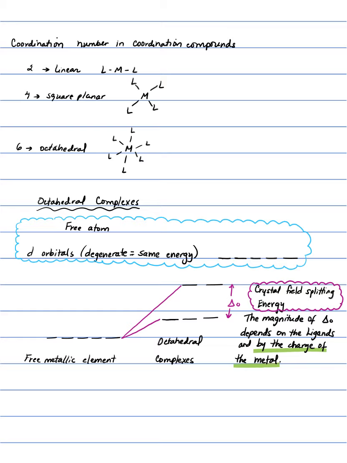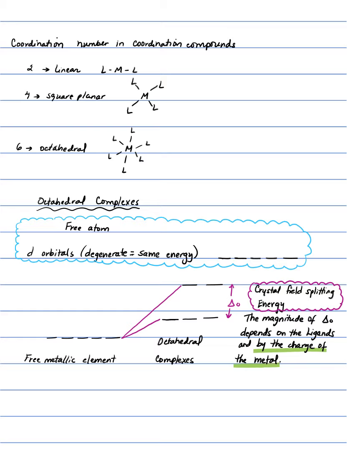And then the last one is when we have a shape that is octahedral, and that will happen when 6 ligands are bonded to the metallic center, which means that we have a coordination number that is equal to 6. So we're going to be looking specifically, out of these 3 possible configurations, at the octahedral complexes. So we're going to review some things first.